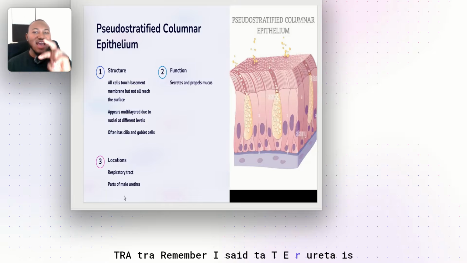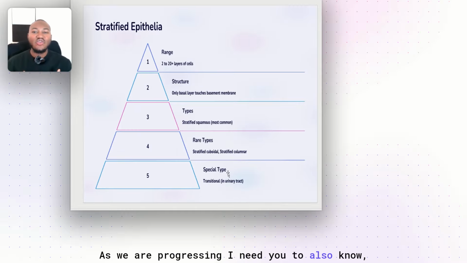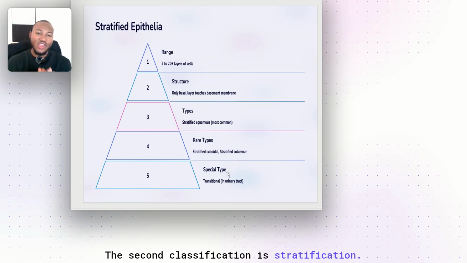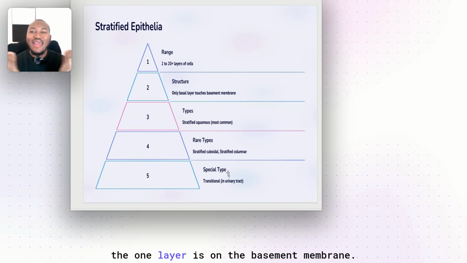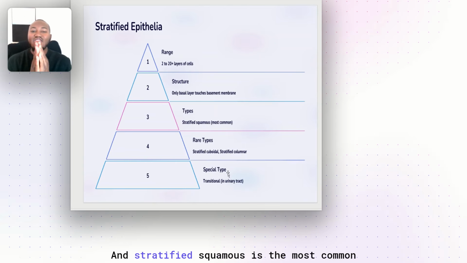Remember I said T-E-R, urethra is transitional. Okay. As we are progressing, I need you to also know certain things in terms of stratification. Now, we are done with simple. The second classification is stratification. For stratification, only one layer is on the basement membrane, others on top. So it can be 2 to 20 layers, right? Others are on top. And stratified squamous is the most common epithelium.